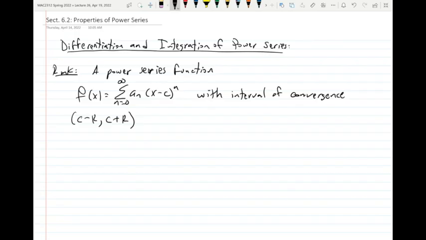Remember, R here is the radius of convergence, and because c is the center, the interval of convergence will always look like this: plus or minus R around the center. Maybe the endpoints are included or not, but it always has this shape. It could also be negative infinity to infinity if it converges everywhere. We saw all of that last time. So with this interval of convergence, the function is continuous, because it's an infinite polynomial. It's continuous and differentiable.